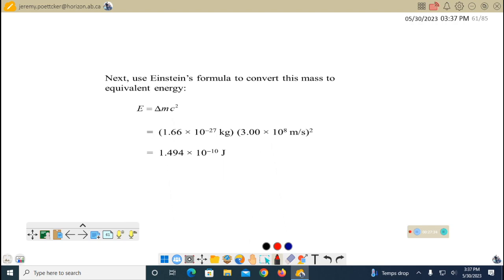Lovely. Next, we're going to use Einstein's formula to convert this mass to equivalent energy. So E is equal to delta m c squared. So if this is my delta m, then that's the number I use for m. c squared is 3.00 times 10 to the 8th meters per second. We square it. And so that mass is going to turn into 1.494 times 10 to the negative 10 joules.